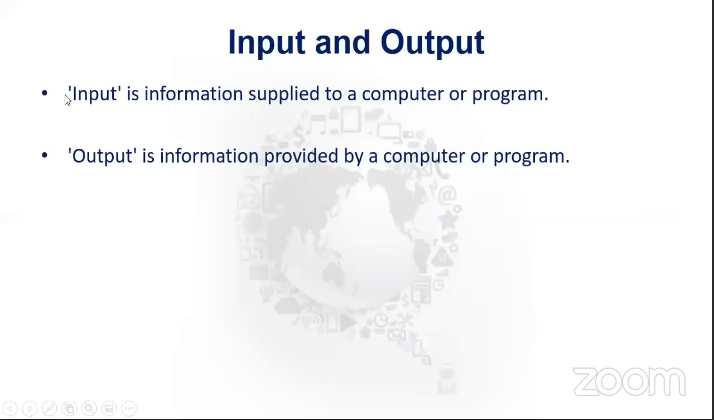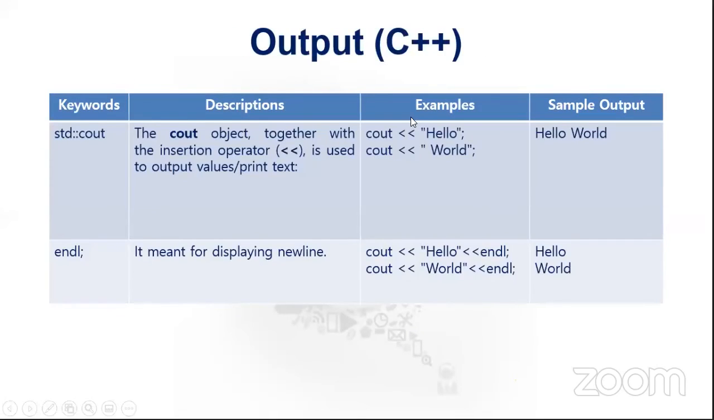Input and output. Input is information supplied to a computer or program, whereas output is information provided by a computer or program. So in C++ output, we make use of the cout object together with the insertion operator. For example, cout, insertion operator, hello. The next line we have cout, insertion operator, world. That will give you hello world. It appears on a single line itself.